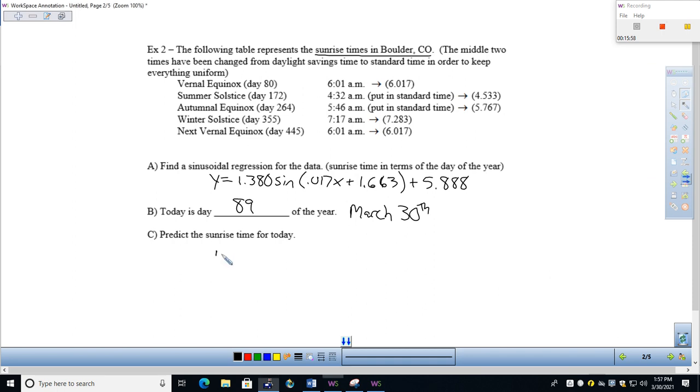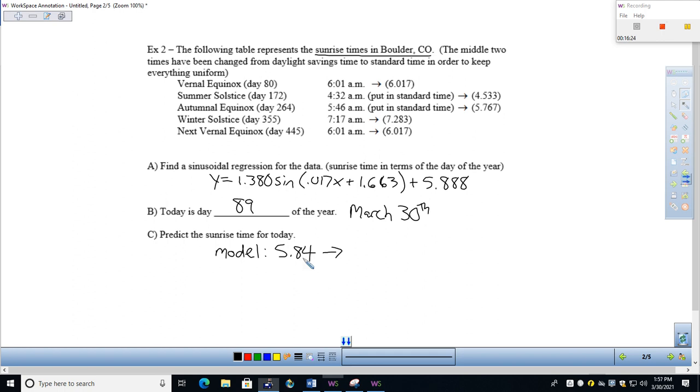Okay, so let's see what we have here. From the model, we get 5.84. Now, remember, we just have to be a touch careful here. This is standard time because everything in the model is put in standard time, but because it's March 30th, it actually happens to be after daylight savings.